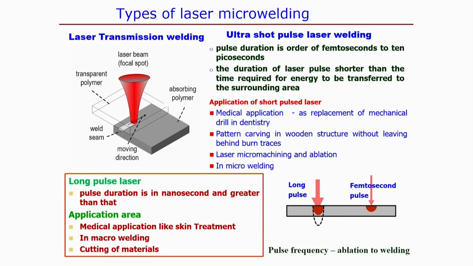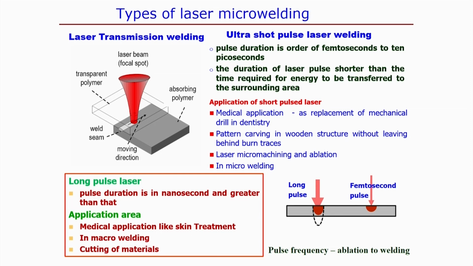As compared to that, the long pulse laser has a pulse duration of nanoseconds or greater. Typical applications of that type of laser are medical applications like skin treatment, and macro welding processes. Of course, the long pulse laser can also be applied in micro welding processes and cutting of materials. These are the typical applications for the long pulse laser.